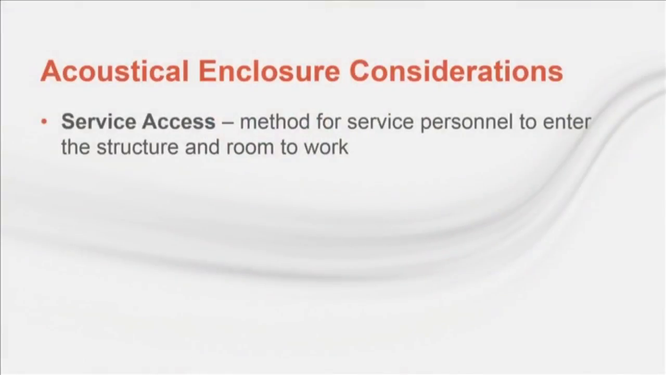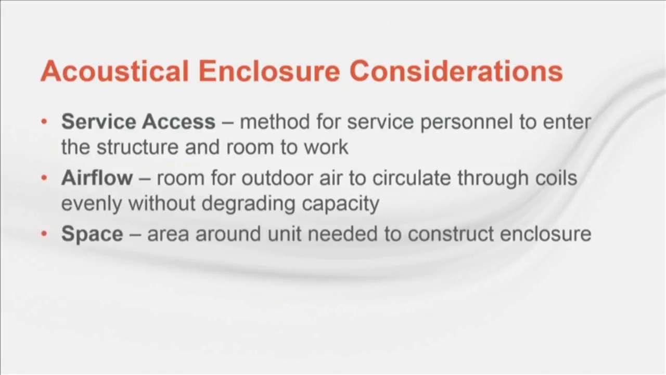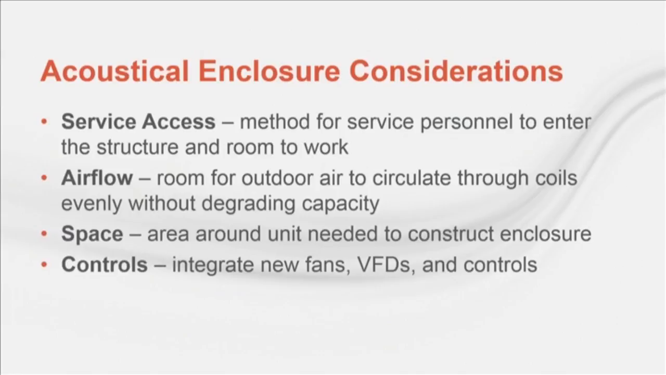Here are some things that must be considered if you go this route. Service access. Maintenance and monitoring of the equipment requires access to the equipment. There must be a way for personnel to enter the box and room for them to work inside. There must be room inside the enclosure for the outdoor air to move around the coils evenly to avoid degrading unit capacity. And the structure must be designed to avoid recirculation of air through the coils. The enclosure with the additional fans, silencers, and room for service and airflow will be significantly larger than the original unit. The added fans will need to be integrated with start and stop of the unit.